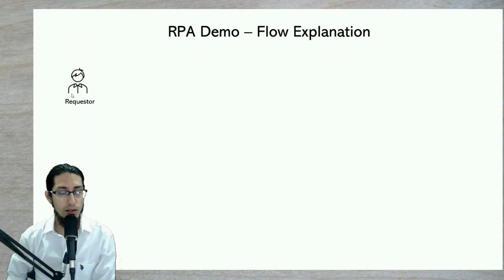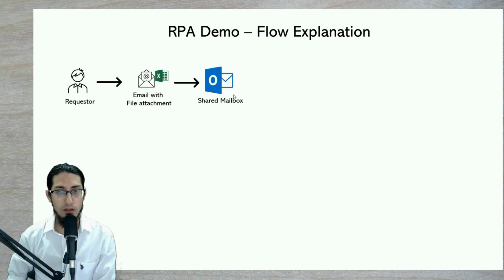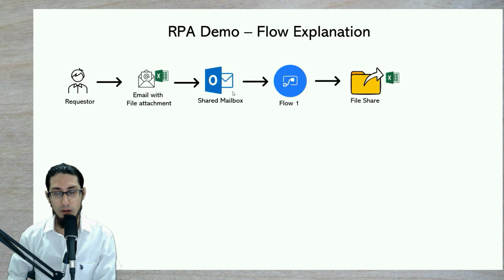Requester is going to send an email with an Excel file. This email is going to arrive to a shared mailbox. At that moment, a first flow will execute. This first flow will extract the email metadata as well as the Excel file and store it onto a file share.